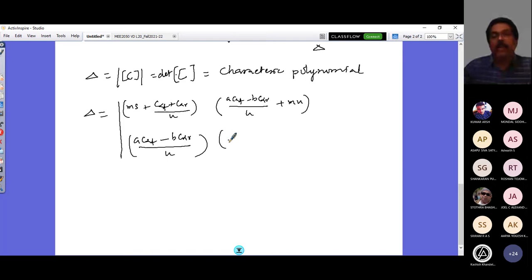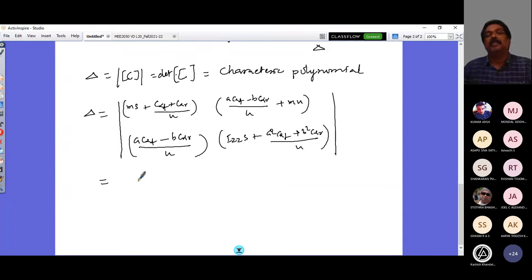And here I have IZZ S plus A squared C alpha F plus B squared C alpha R by U. So you would like to do this determinant and group the terms, and you'll see the nice quadratic equation that we are going to get. So if I have to find the determinant, I know the rules that apply. So this cross product, this term A11 into A22 minus A21 into A12. So that's what I'm going to do.